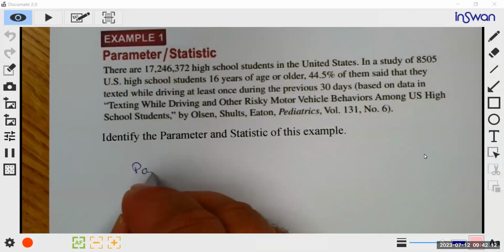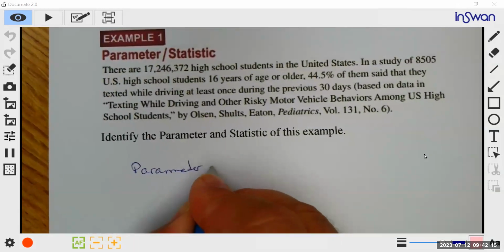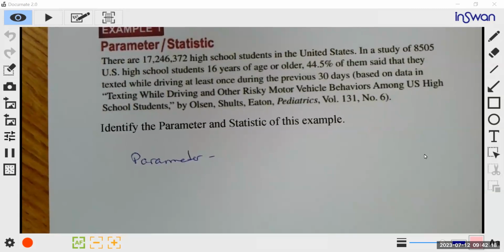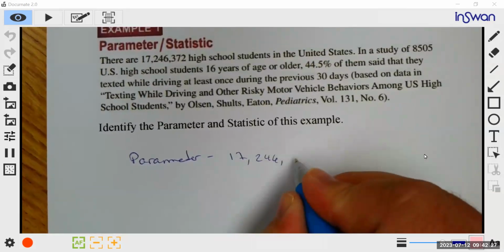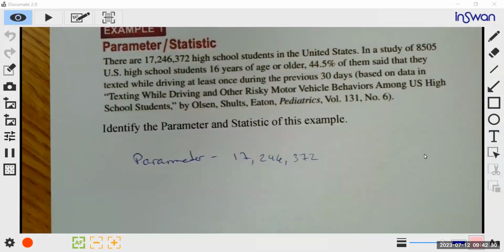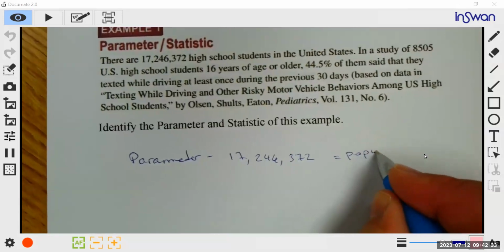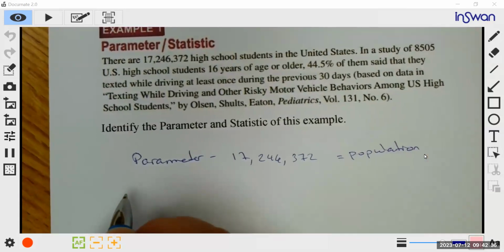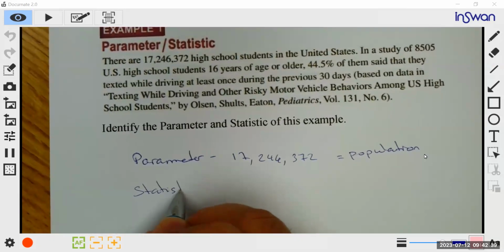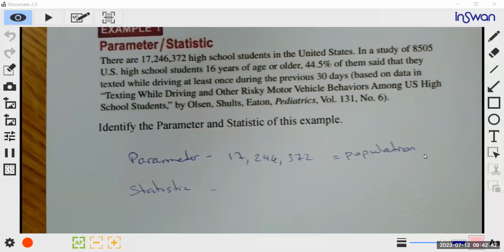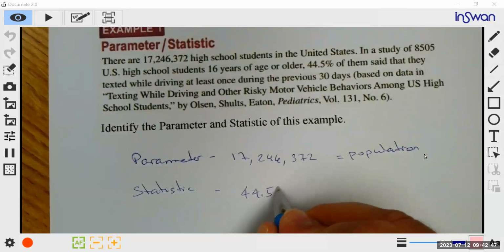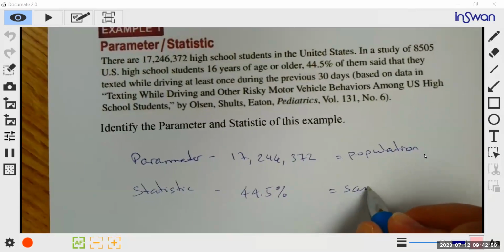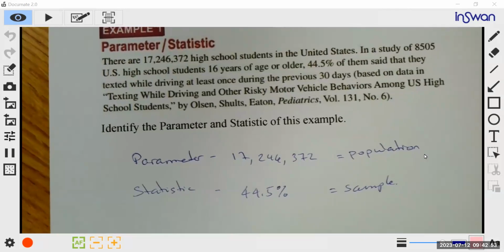So the parameter would be the 17 million. Why? It's the overall number. Yeah, because parameter goes with population. The 17,246,372, well, that's the population. So the statistic is, yeah, it's 44.5%, because that's of the sample. That's the characteristic of the sample.